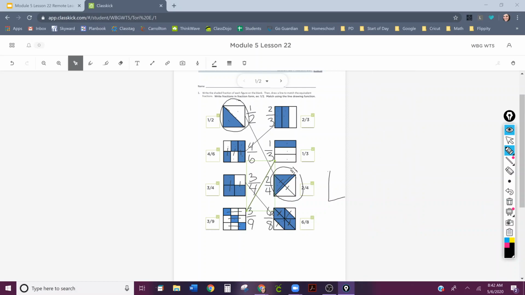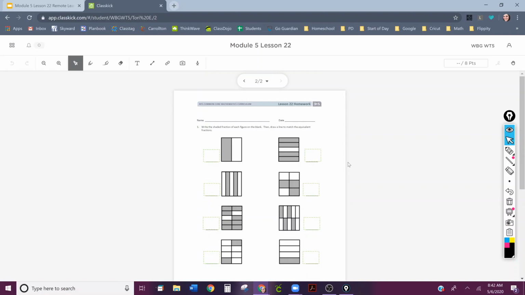So what your job is now is you are going to click over to the second page, the homework page. That's the page that you need to complete for credit. As you fill in the fractions, it will give you points. However, the matching part, you will not get points for that until I go back in and look at it. So for now, you'll just be getting credit for filling in these boxes, and then I will look at the matching part later.